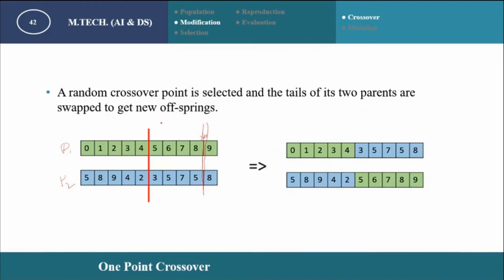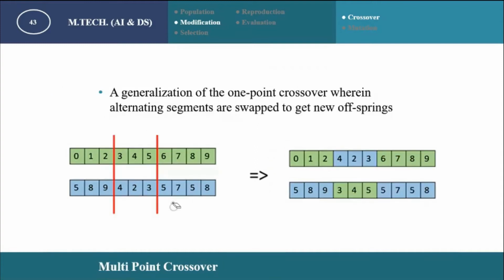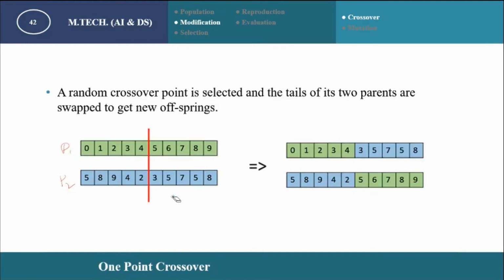So in this particular case that we are considering, it is selected at this position, where this red line is shown. So here is the crossover point. So what the crossover operator actually does is divide these two chromosomes into two each. That is, the chromosome shown in green is divided into two at this junction, that is between 4 and 5.